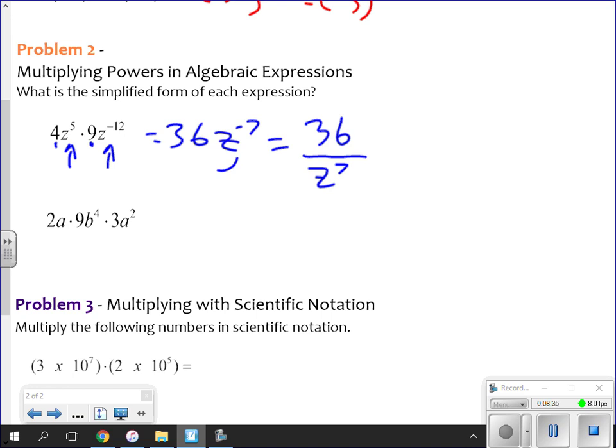That's what we're working on Tuesday. The only new thing is what to do when we're multiplying.